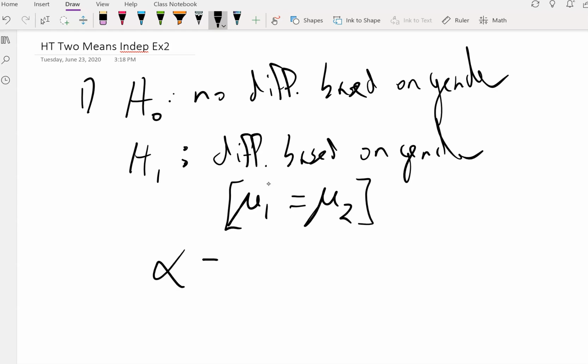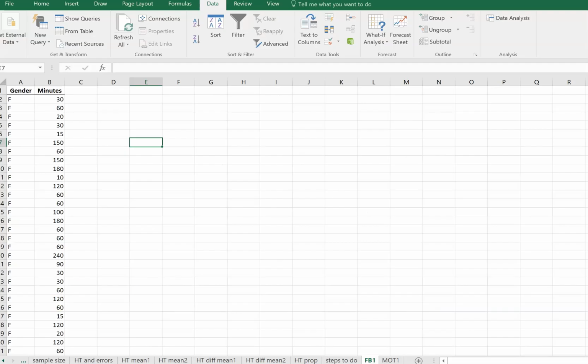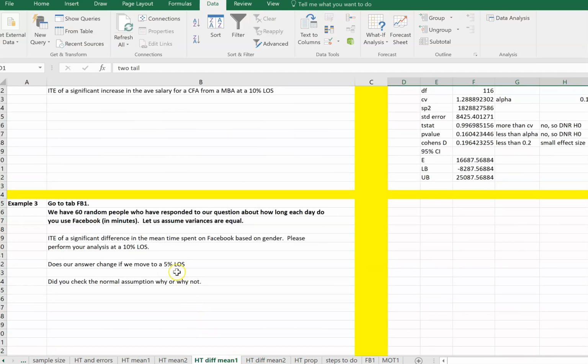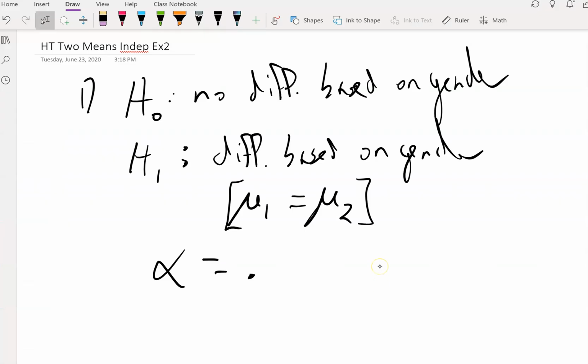With an alpha level significance, well, let's go back to our question again just to make sure I get it right for you guys. Where is our question? There's our question. No, that's not our question. The Excel has the question. And it was a 10% level significance. Got it. It's very important to know our level significance. 10% level significance.